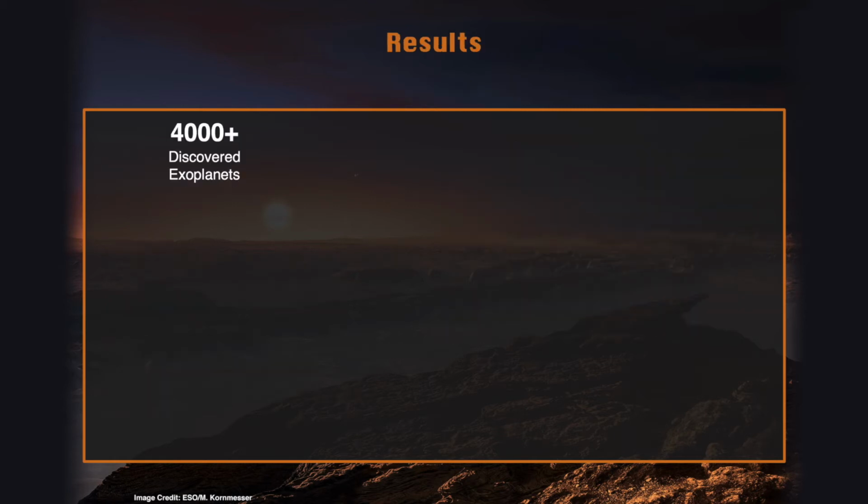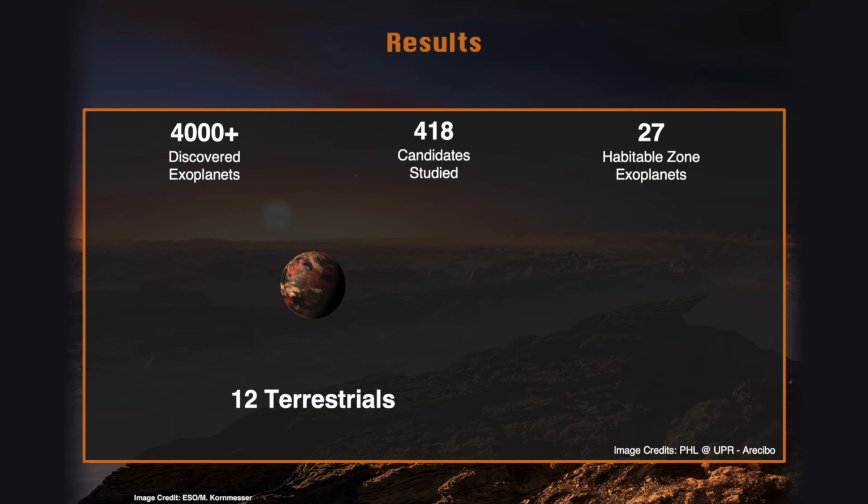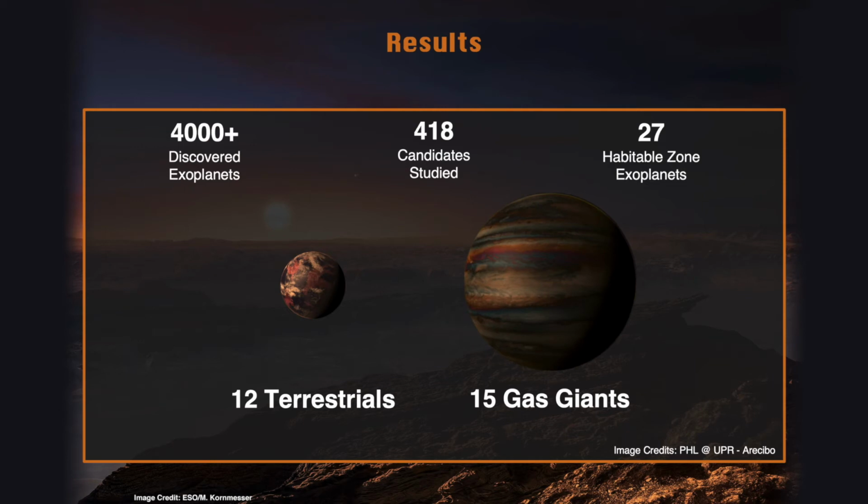Using the filtering features on the NASA Exoplanet Archive to get all the parameters I would require for the habitable zone calculation took that 4,000 plus number down to 418 candidates. I ran the calculations for all of these candidates and got 27 habitable zone exoplanets identified. Twelve of these are likely terrestrial based on their mass, which ranged from 1.11 to 7.6 Earth masses. The remaining 15 were likely gas giants from their masses, which ranged between 0.11 and 7 Jupiter masses.